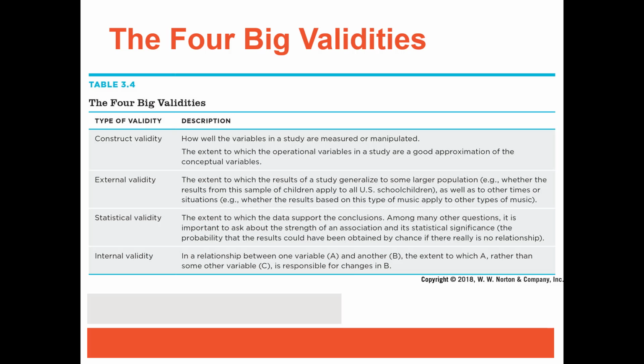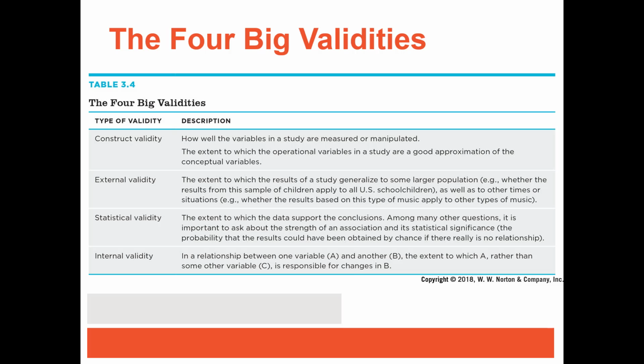Statistical validity is the extent to which the data supports the conclusions. It's important to ask to what extent and how strong the statistical relationship between the variables in a study is. The statistical significance of a study determines the probability that the results either occurred by chance or are a true depiction of your claims.